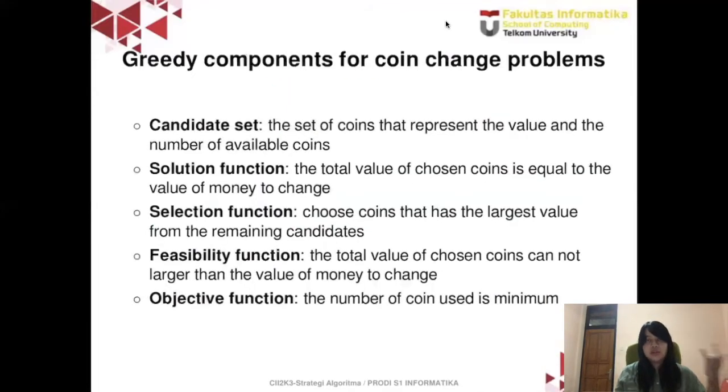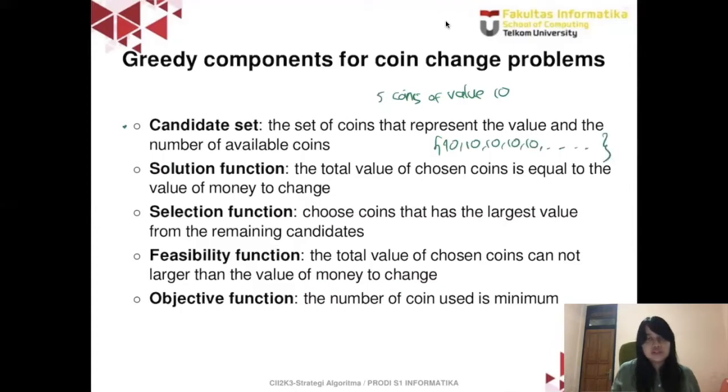So back to greedy components. What are the components for the coin change problem? The first one, candidate set. Candidate set is the set of elements that we can choose in each step. So here we can have the set of coins that represent the value and the number of available coins. So if I have 5 coins of value 10, for example, then I will have 10, 10, 10, 10, and 10 in the set, and so on.